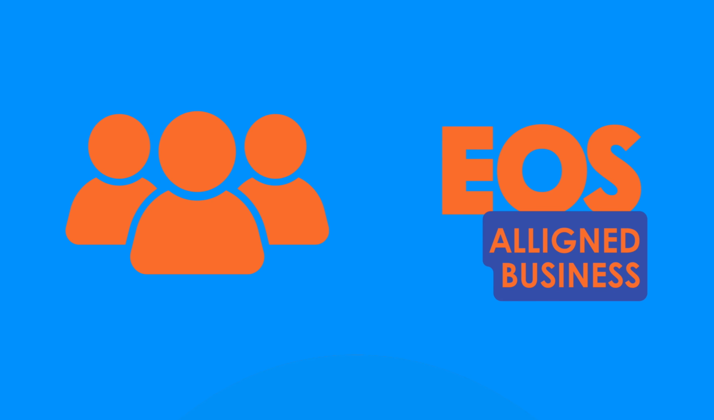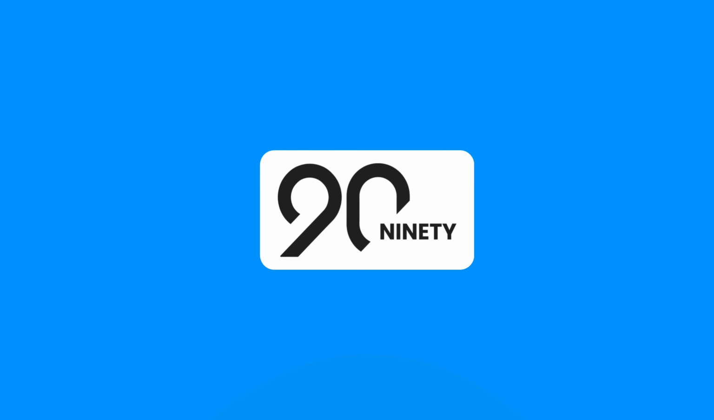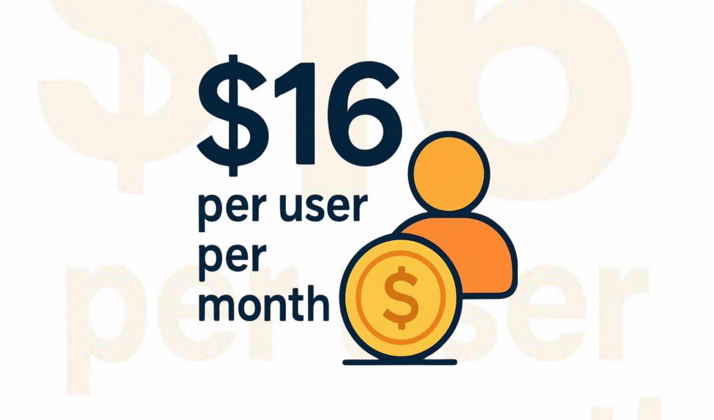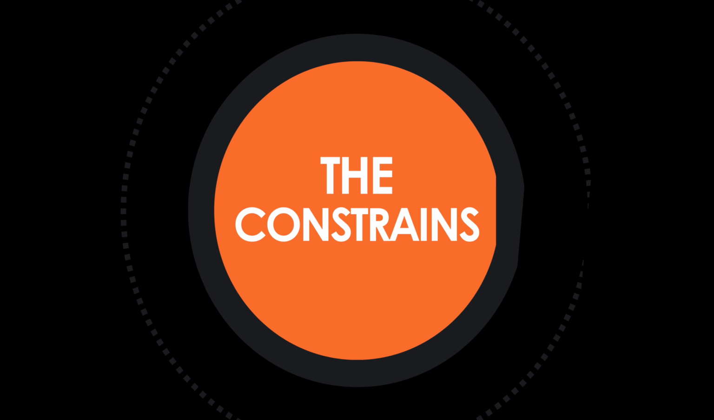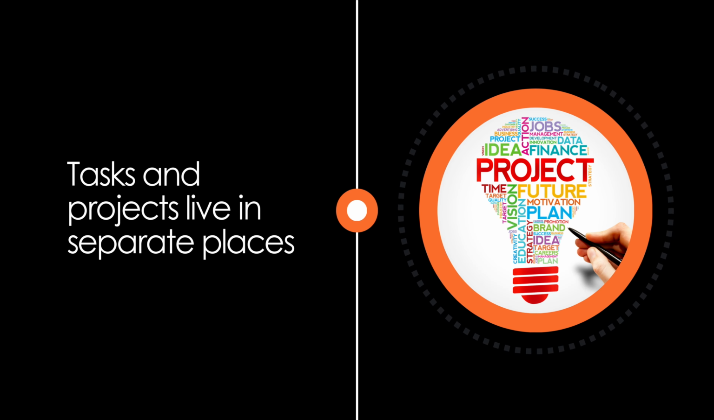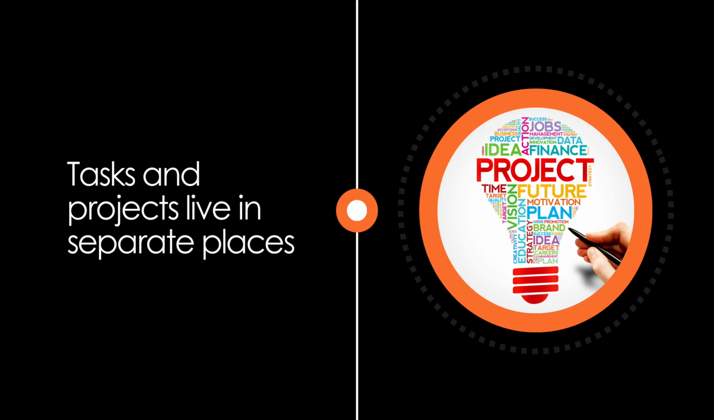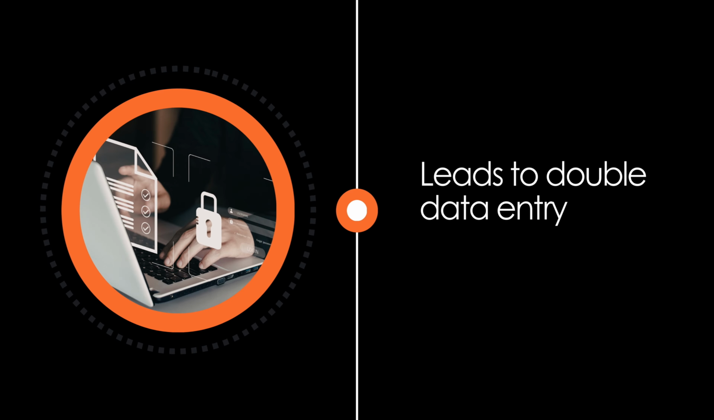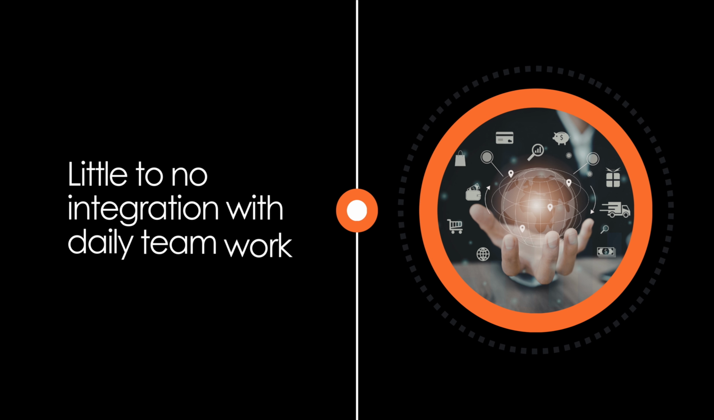Many teams adopt EOS-style execution using tools like Ninety, which charges around $16 per user per month, which can be expensive. The challenge is that those tools don't handle your actual work. Your tasks, projects, and client deliverables still live somewhere else, which creates two systems, double data entry, and very little integration between your operating system and the work your team does each day.